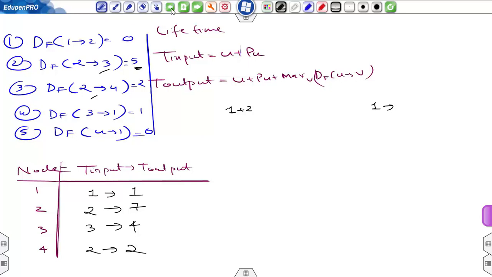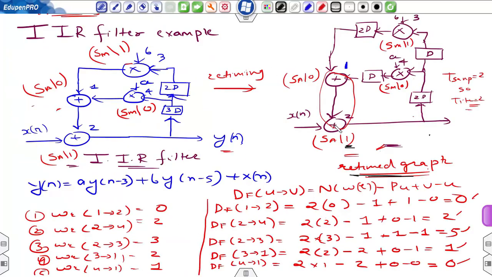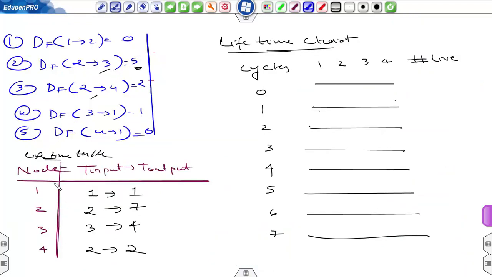In this case we are also calculating the lifetime of node number 2. In a FIR filter we had not calculated the lifetime of the node which is producing output, but in this case the output value is also used by other computational elements like node number 4 and node number 3, so y(n minus 3), y(n minus 5). So based on this lifetime table, now we can prepare a lifetime chart.